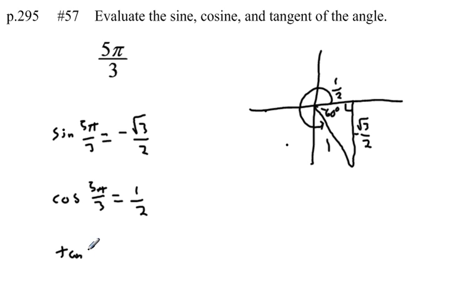And the tangent of 5 pi over 3, tangent from SOHCAHTOA is opposite over adjacent. So that's going to be equal to negative square root of 3 over 2 over 1/2. If I multiply top and bottom of this fraction by 2, those 2's would cancel out. So now I'm left with negative square root of 3 over 1, which I can just write as negative square root of 3. And there are my 3 answers.